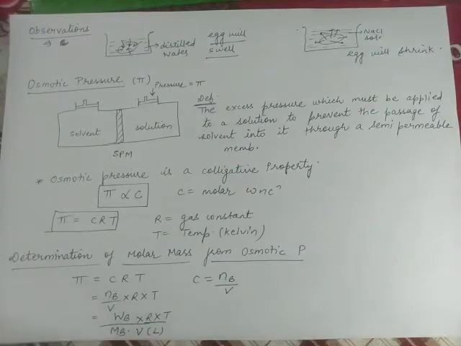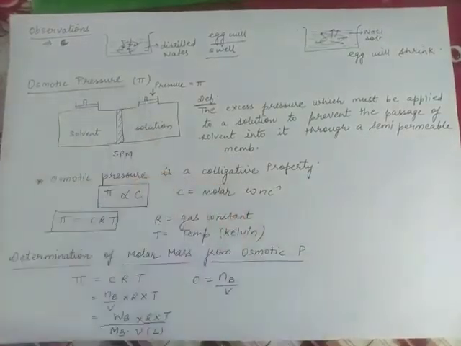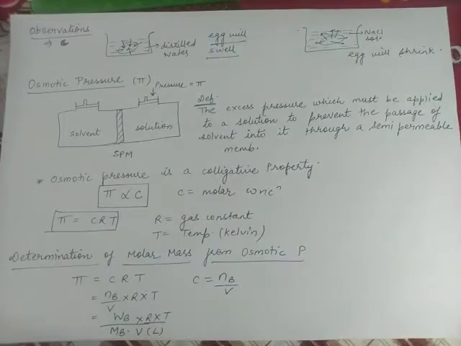Okay, now osmosis is not our colligative property. Our main purpose is to discuss the next colligative property, that is osmotic pressure. Okay, now what is the meaning of osmotic pressure? Osmotic pressure is denoted by the symbol pi. Now what is the meaning of osmotic pressure?